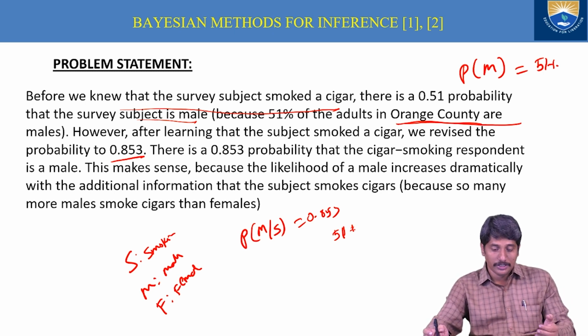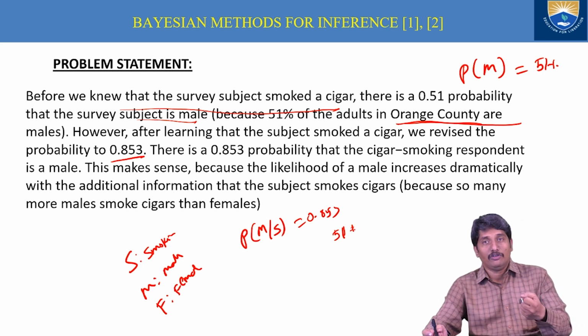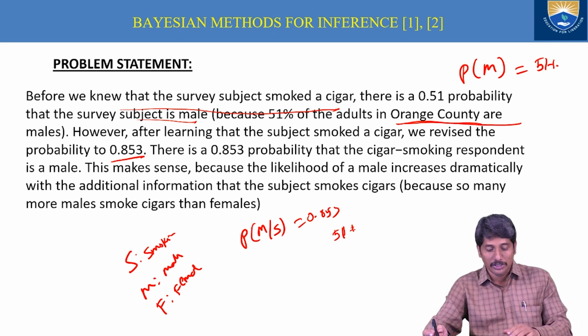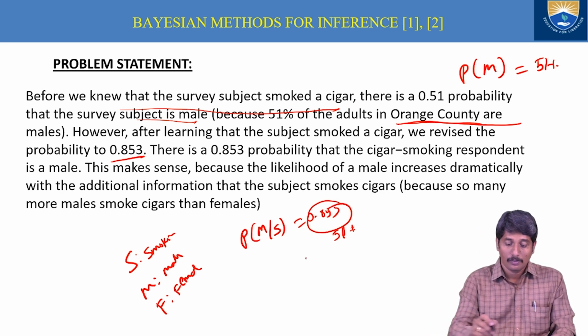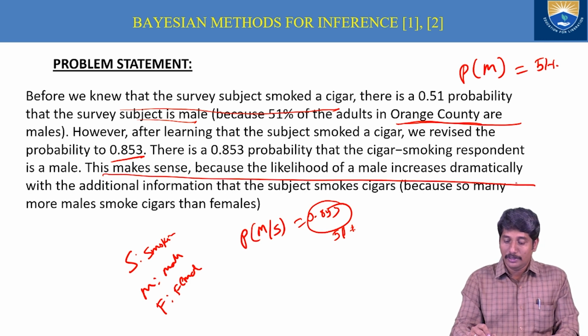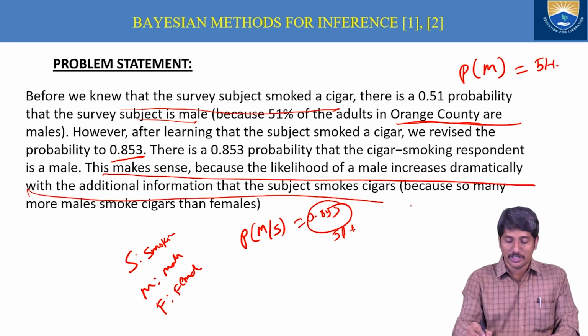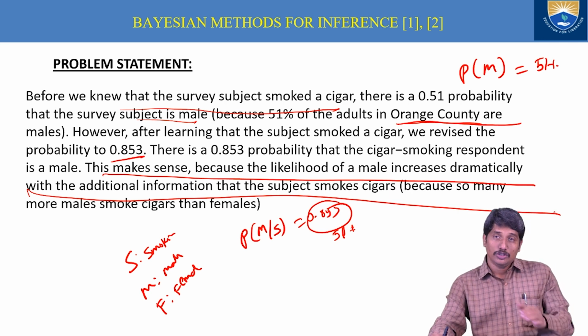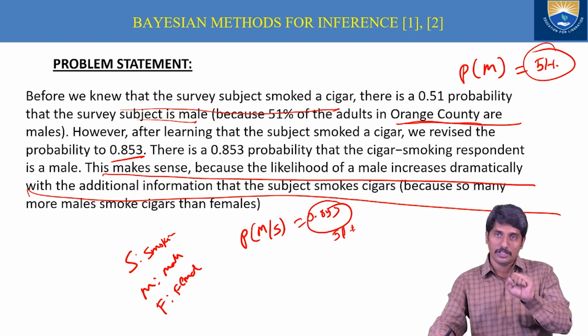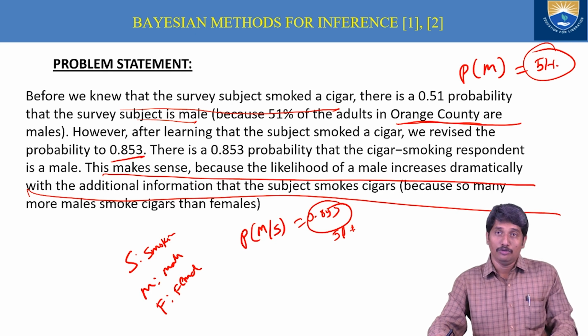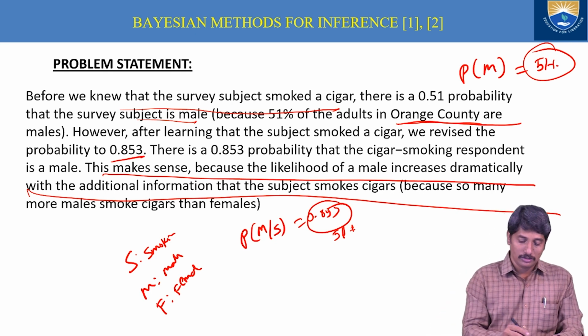But now, what we have seen is that when we find a guy who is smoking, the probability that he is a male is 0.853. This makes sense. The likelihood of male increases dramatically with the additional information that the subject smokes cigars. So instantly the probability may rise. Generally we have this probability, but when we find a smoker, suddenly the likelihood of the event is raised. That's what he's telling.